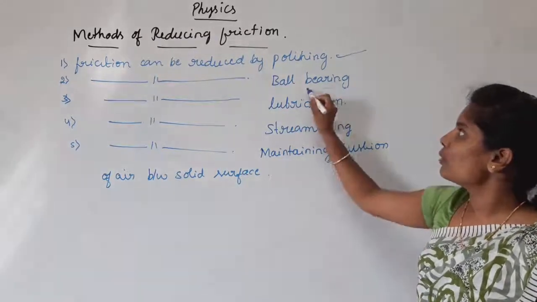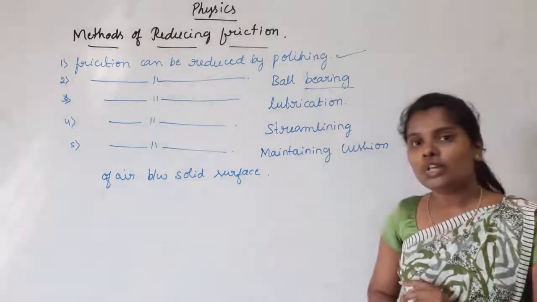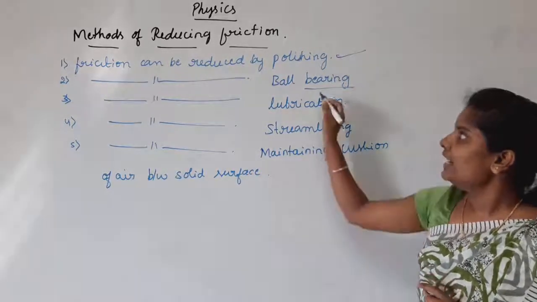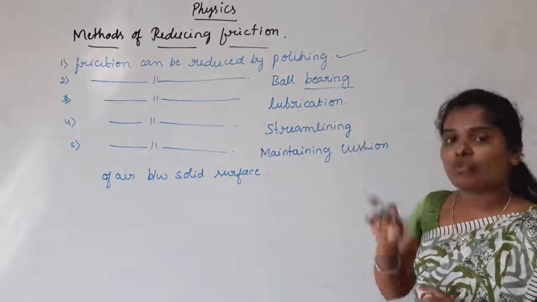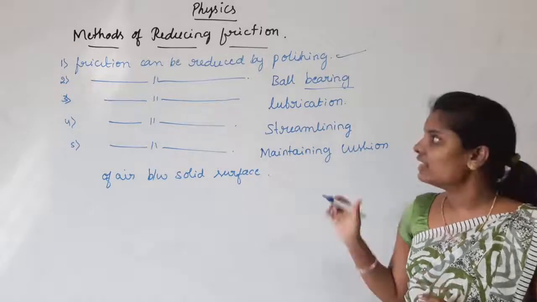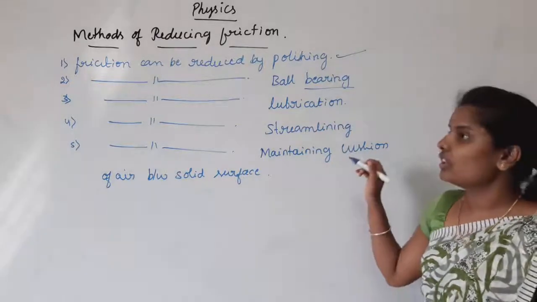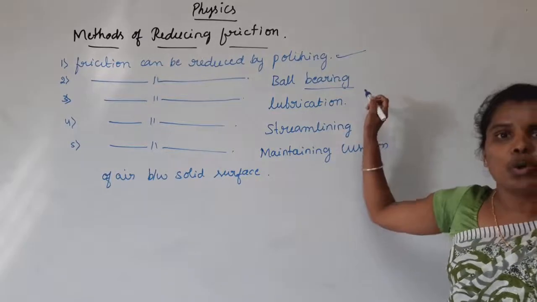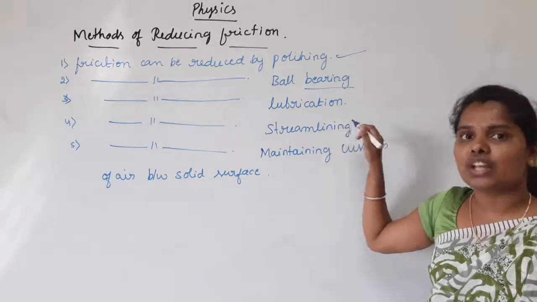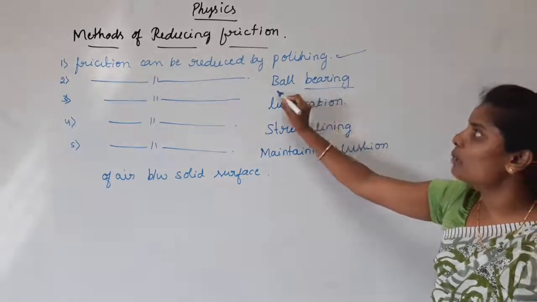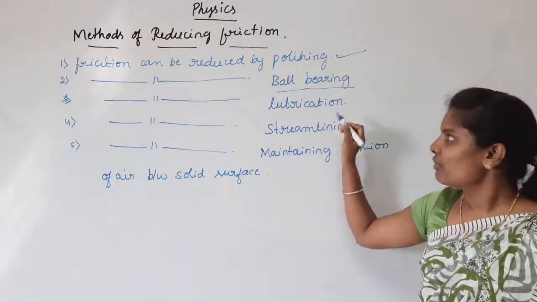And the next one is ball bearings. A rolling surface has much less friction than a sliding one. So the wheels of a motor car or the shafts of motors are provided with ball bearings to reduce the frictional force.